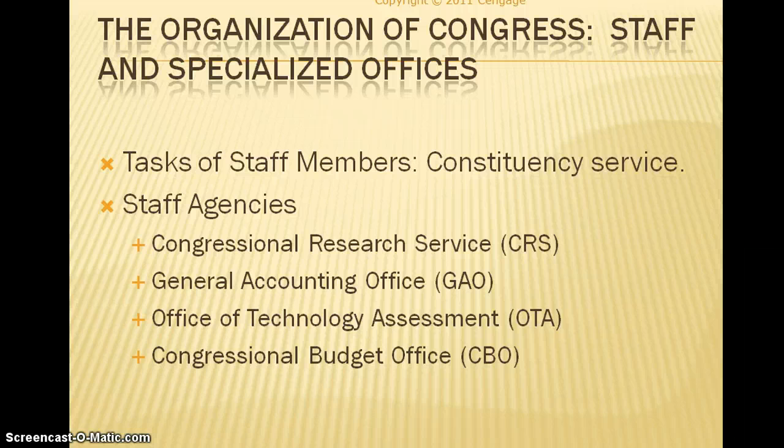The organization of Congress: staff and specialized offices. Tasks of staff members: Constituency service is a major task of member staff. Approximately one-third of the members' staff work is in the district, and almost all members have at least one full-time district office. Legislative functions of staff include devising proposals, negotiating agreements, organizing hearings, meeting with lobbyists and administrators.